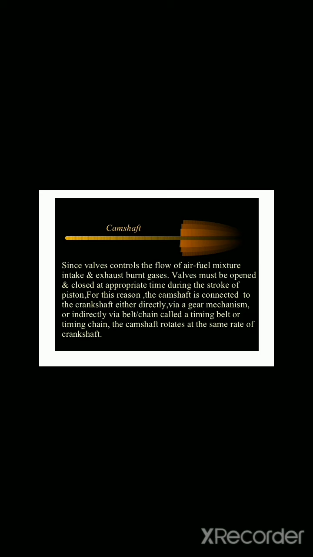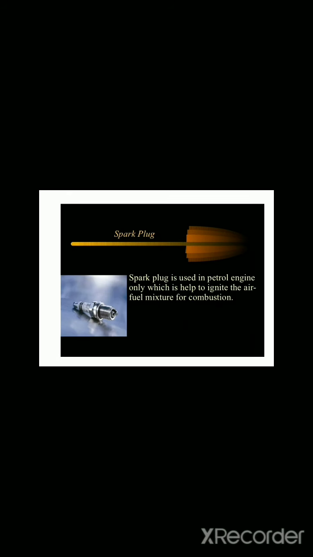Since valves control the flow of air fuel mixture intake and exhaust burnt gases, valves must be opened and closed at appropriate time during the stroke of piston. For this reason, the camshaft is connected to the crankshaft either directly via a gear mechanism or indirectly via belt or chain, called timing belt or timing chain. The camshaft rotates at the same rate as the crankshaft.